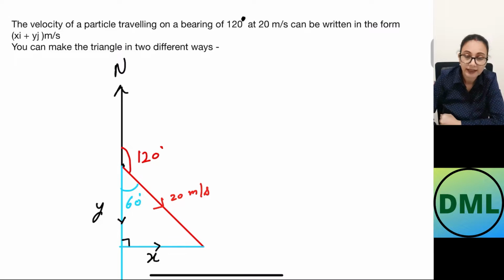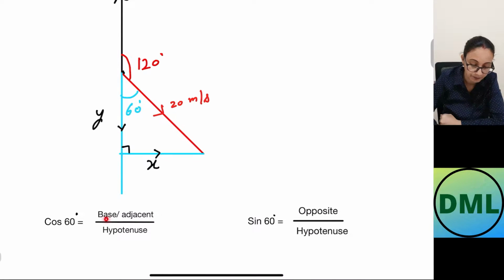Again I will apply the cos and the sine rule here. For cos 60 degrees, as you know, it is base or adjacent over hypotenuse. For 60 degrees, y is the base and the hypotenuse is 20. Let's substitute the values.